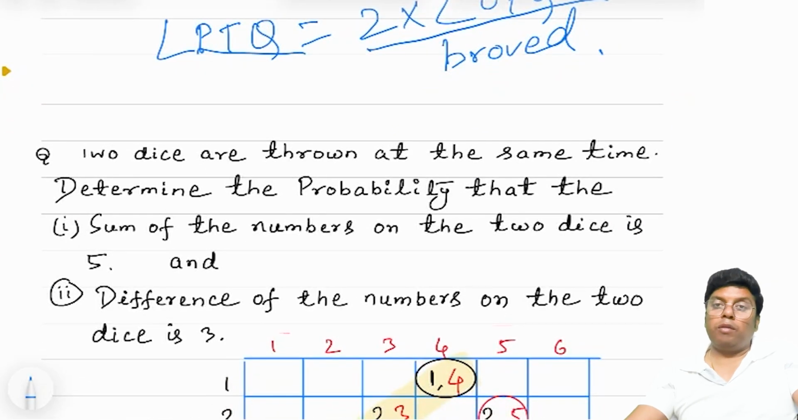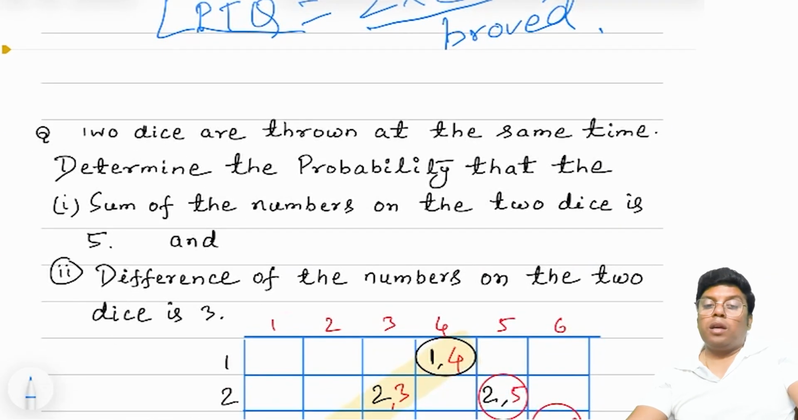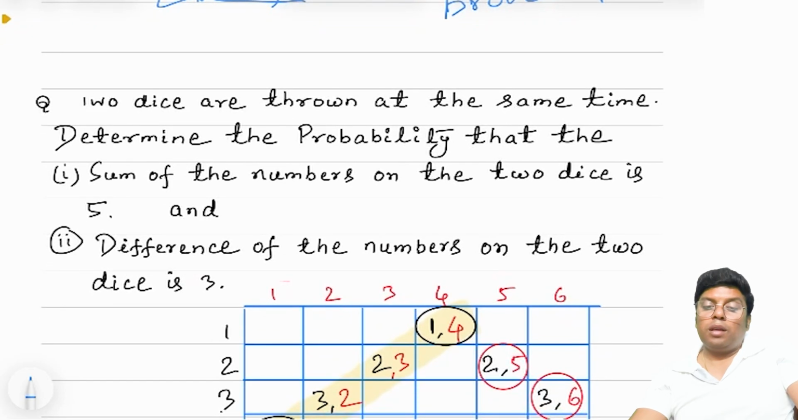Okay. Now moving on to the next question. Here two dice are thrown at the same time. Determine the probability that, question number 1, sum of the numbers on the two dice is 5. And question number 2, difference of the numbers on the two dice is 3.